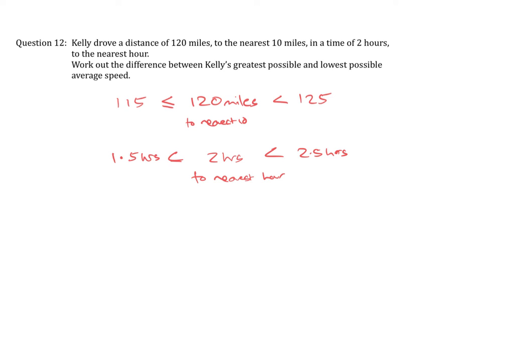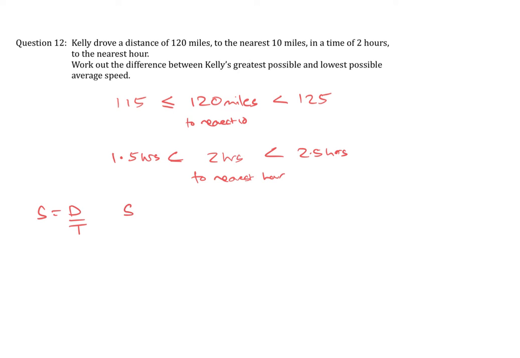The question talks about the greatest and lowest average speed. Speed, as you know, is distance divided by time. So I want to look at this formula and ask, how am I going to get to the greatest value and how am I going to get to the smallest value? Well, to get the greatest value from a fraction, the numerator has to be the biggest it can be, and the denominator has to be the smallest it can be. That would give me the greatest value.